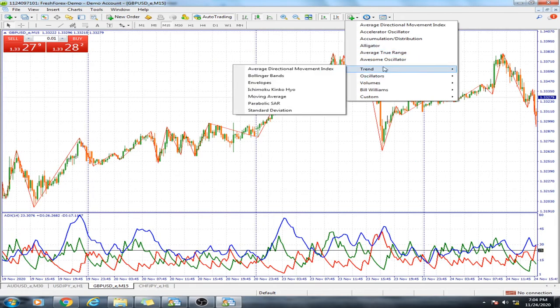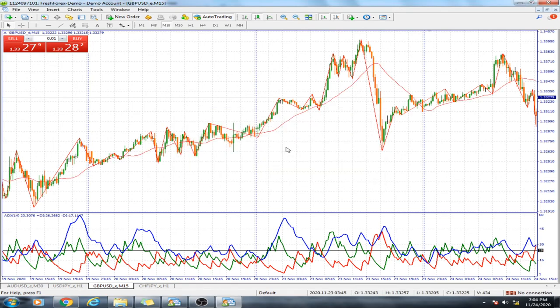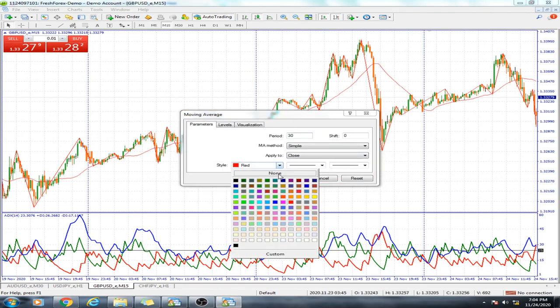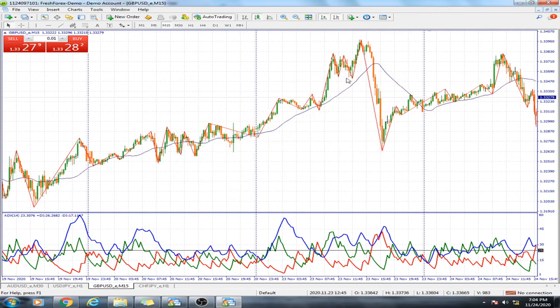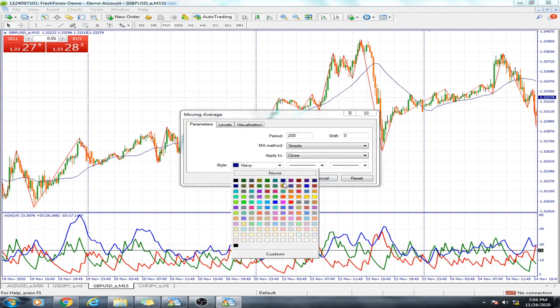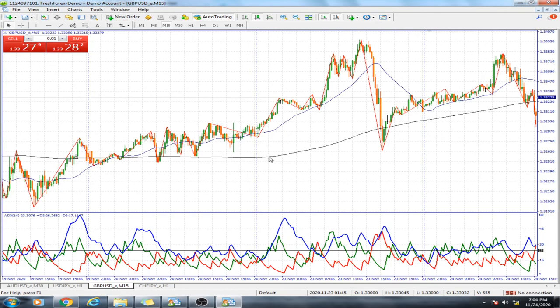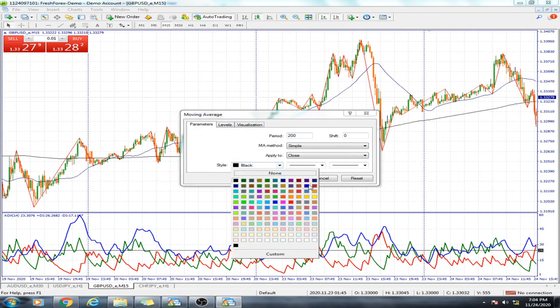We have here the trend moving average. There is the 30 simple, applied to close. This is the first moving average here, and then we have the next moving average, which is 200. So in this case, I basically trade across between the two indicators.